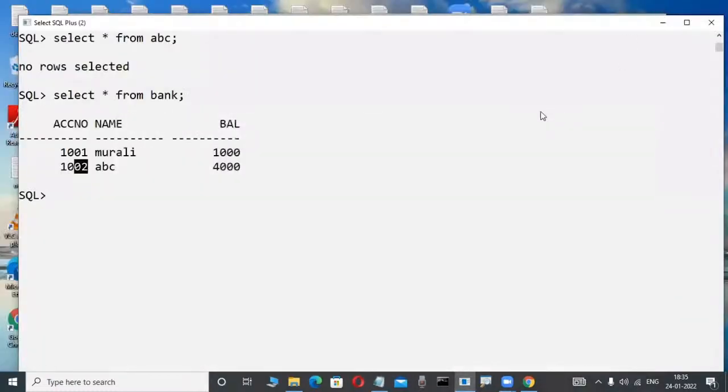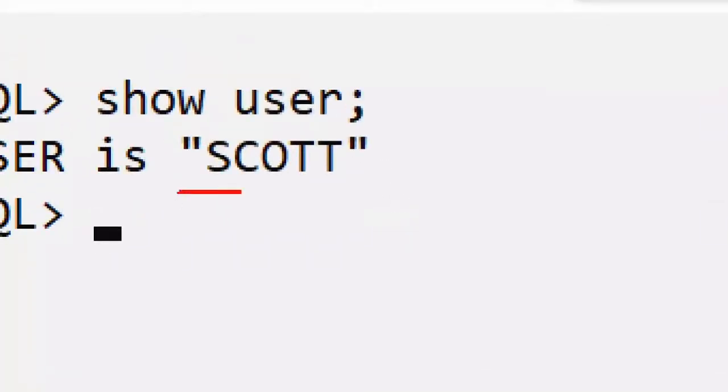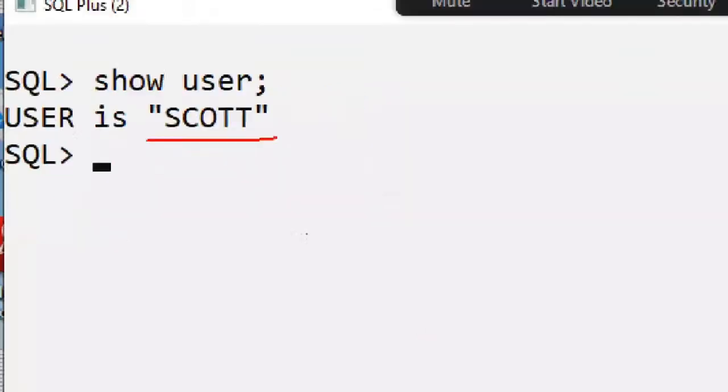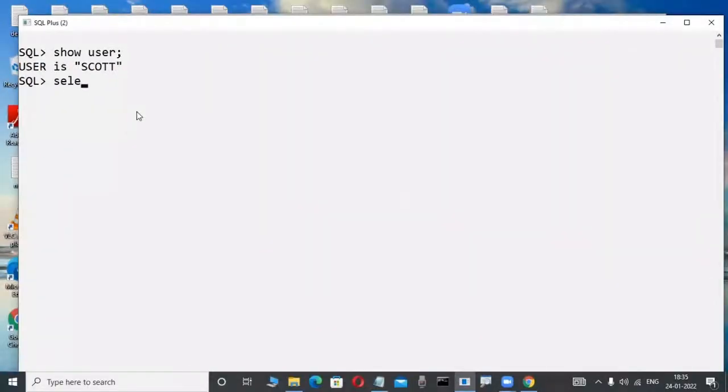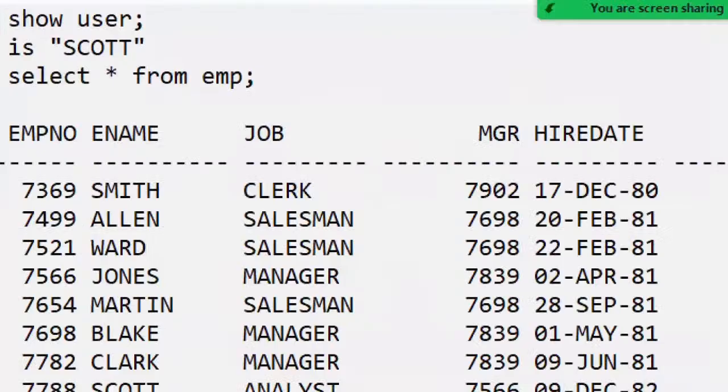For example, a simple example I'm telling. Suppose one employee is there. For example, this employee name is Scott. Oracle Corporation gives this user. Don't worry, you will become familiar with these users in future. Scott is an employee having one table, for example the EMP table. Oracle Corporation gives all these tables; in future you will be familiar.